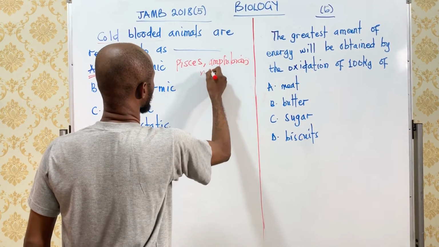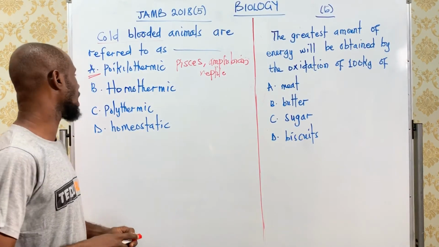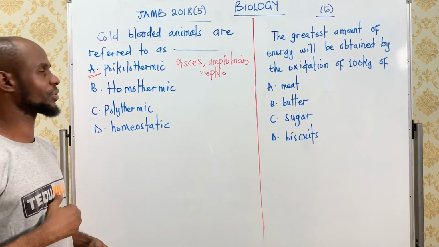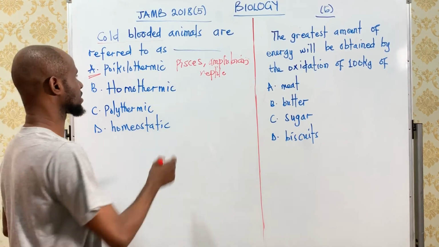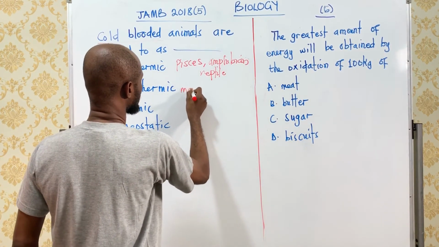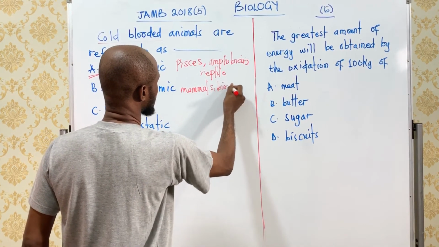And the reptiles. While the homeothermic animals are animals that have a constant body temperature regardless of the temperature of the environment. And examples are the mammals, that's human beings included, and the birds. So let's move to the last question.